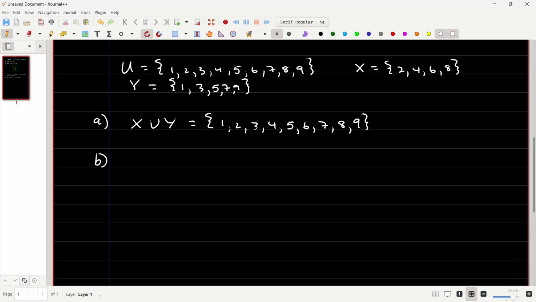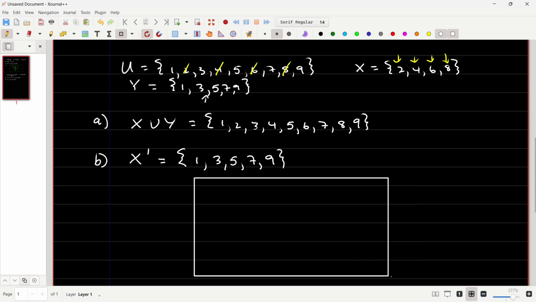Then B, we're asked to find X complement, which is everything outside of X. So we simply cross out whatever is in the universal set: 2, 4, 6, and 8. Notice we have 2, 4, 6, and 8 here. Cross those out already. And that leaves us with the remaining 1, 3, 5, 7, 9. And we can see right away that is exactly what we have here. Let's see the last one, which is to prove it with a Venn diagram.